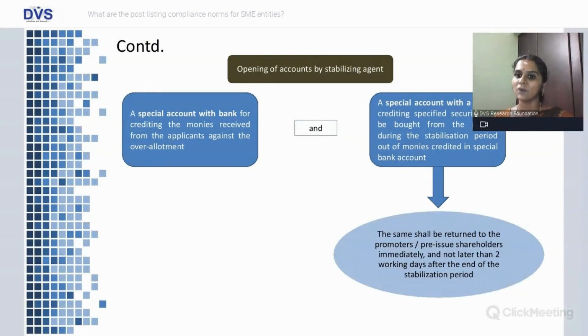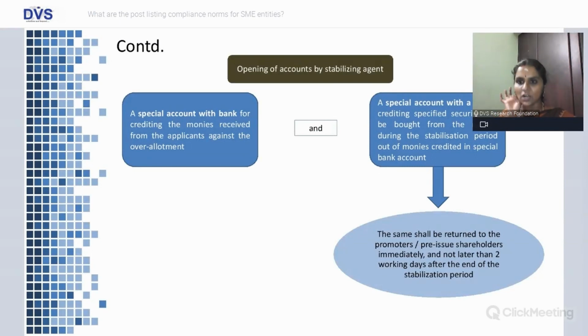And opening of accounts by the stabilizing agent. For conducting this particular activity, there will be an account opened by this SA. A special account with a bank, like how for dividend you have a separate account open. For this particular process to be completed, there will be a special account opened for crediting the money which is received from the applicants against this over-allotment. So underline that over-allotment, please.